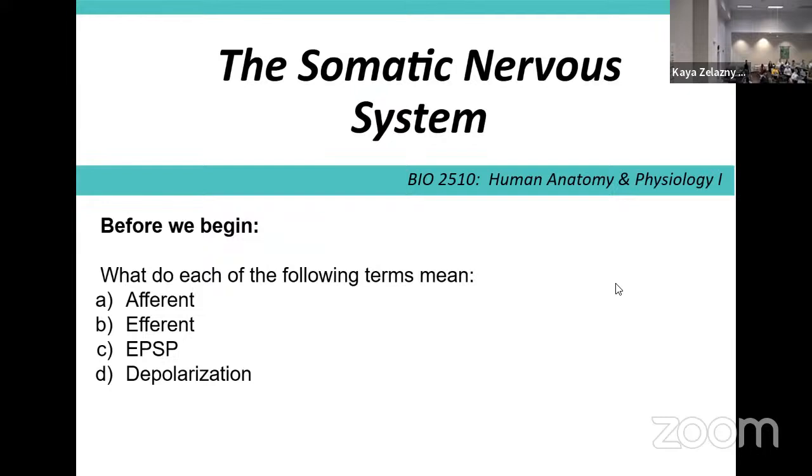Let's remember, so jot down for yourself some of these terms. We want to remember what it means for something to be afferent versus efferent. We want to remember what EPSPs are and what depolarization is, because these are going to come back as we think about this somatic nervous system. I'll give you a minute or two to jog your memory, and then we'll get rolling.